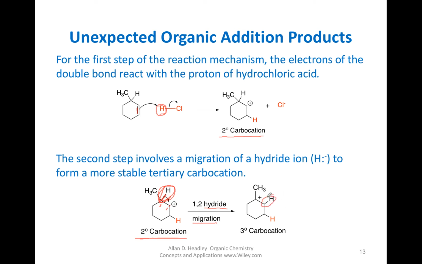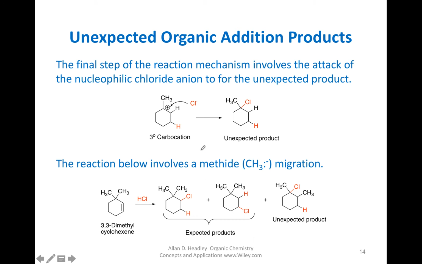Here it is. And now you can see that this carbocation is a tertiary carbocation, so it's more stable than your secondary carbocation. The driving force for the intermediate to go from a secondary to a tertiary is because the tertiary is more stable than the secondary. Once you have the tertiary carbocation, what should happen next is the Cl minus will react here to give your unexpected product. So that would be the mechanism.